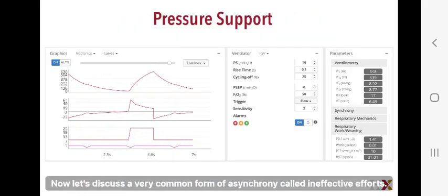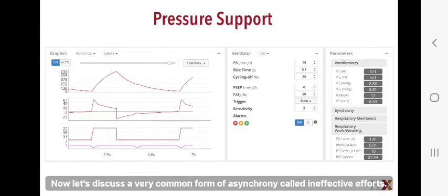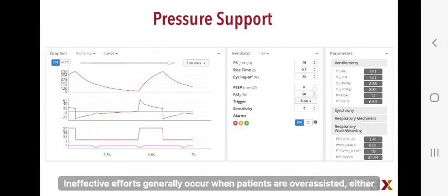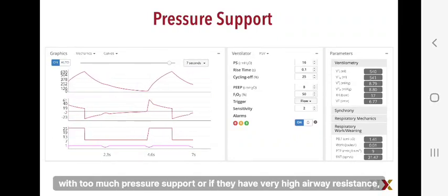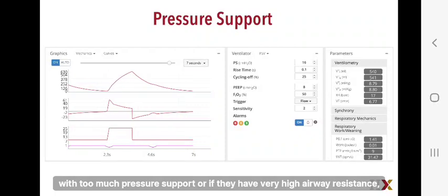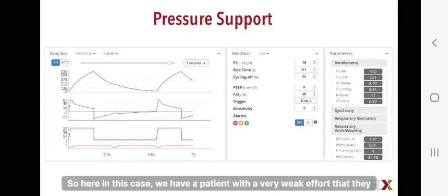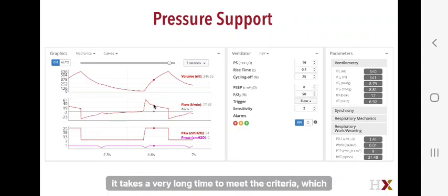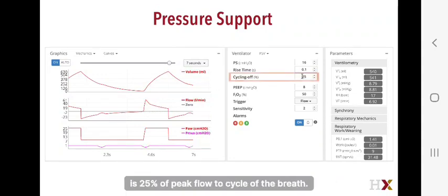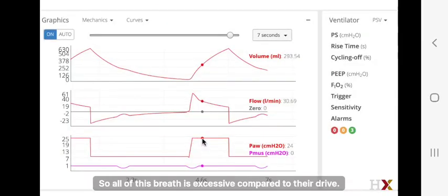Now let's discuss a very common form of asynchrony called ineffective efforts. Ineffective efforts generally occur when patients are over-assisted, either with too much pressure support, or if they have very high airway resistance, for example. So here in this case, we have a patient with a very weak effort that they trigger the ventilator, but due to their airway resistance, which is quite high, it takes a very long time to meet the criteria, which is 25% of peak flow, to cycle off the breath. So all of this breath is excessive compared to their drive.